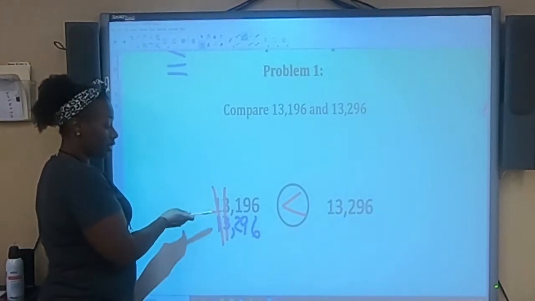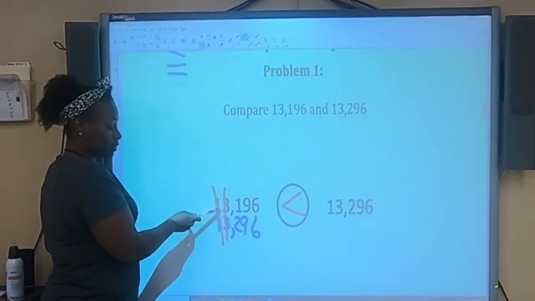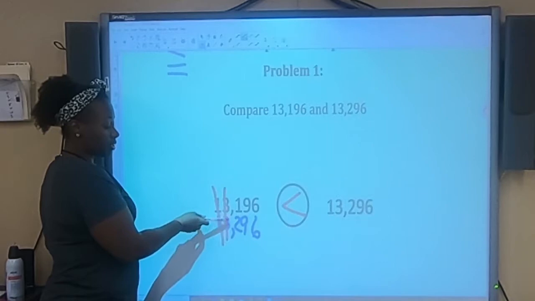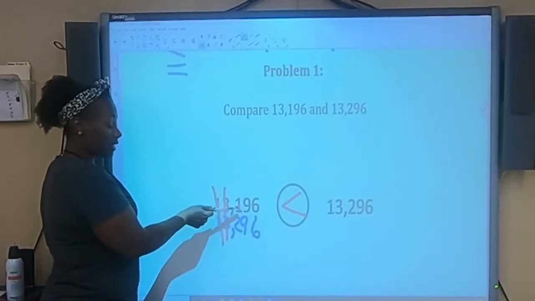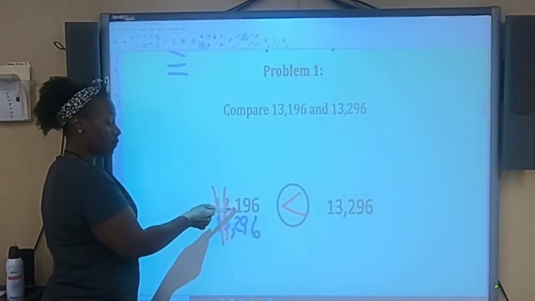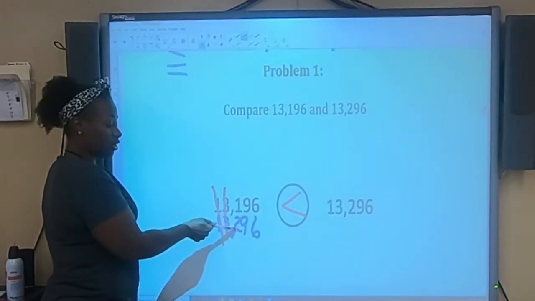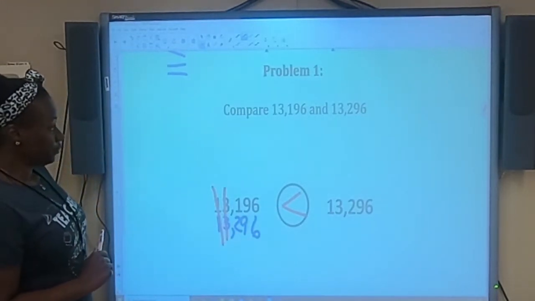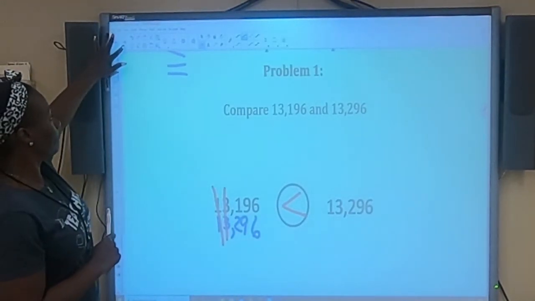So, recap. The 1 in the 10,000s place was the same, so it didn't help me. The 3's in the thousands place are the same, so they don't help me. I had to go to the hundreds place where they're different, and the hundreds place told me that 100 is less than 200. So I put my symbol less than. Review from 4th grade.